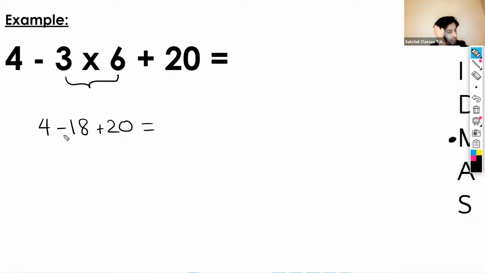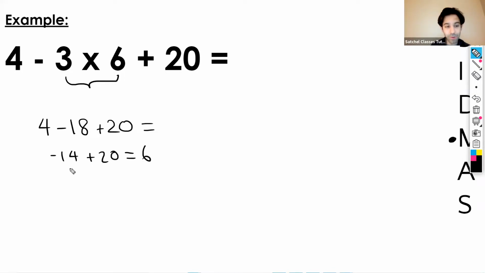Now again, notice we have subtraction and addition. So I'm just going to go from left to right because both of these operations have equal priority. 4 minus 18 gives us minus 14. So we're left with minus 14 plus 20, which is going to be 6.